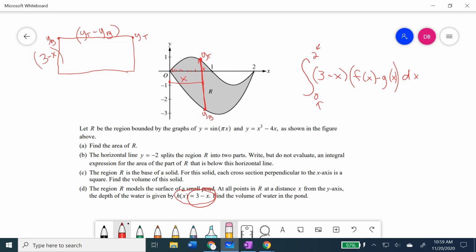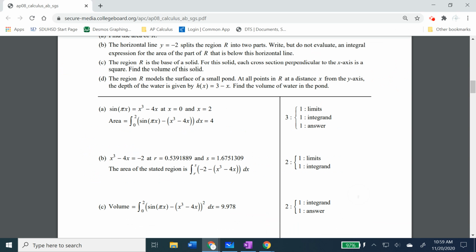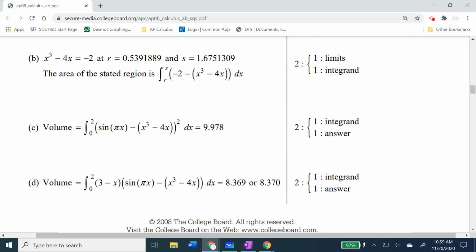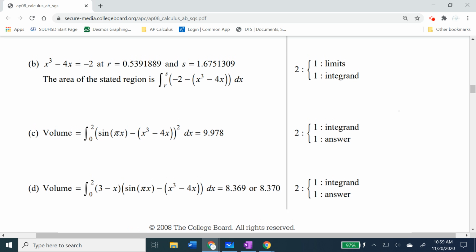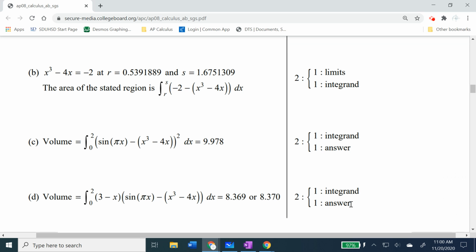So let me go back and show how many points that was worth. It was only worth 2 points, which makes me sad, but 1 point for setting up the integrand, but you can't get the answer point if your integrand is set up incorrectly. So you get the answer point if you set it up correctly and manage to use your calculator correctly.